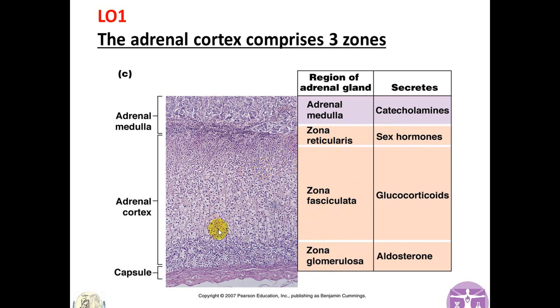And remember always the middle layer is the larger layer, which is responsible for secretion of glucocorticoids, and we call it fasciculata. And the outer layer is responsible for secretion of aldosterone, while the inner layer is responsible for secretion of sex hormone. And in this way, you will never forget the names of these types of cells or layers. And then we have the adrenal medulla, which is responsible for secretion of catecholamines like adrenaline.